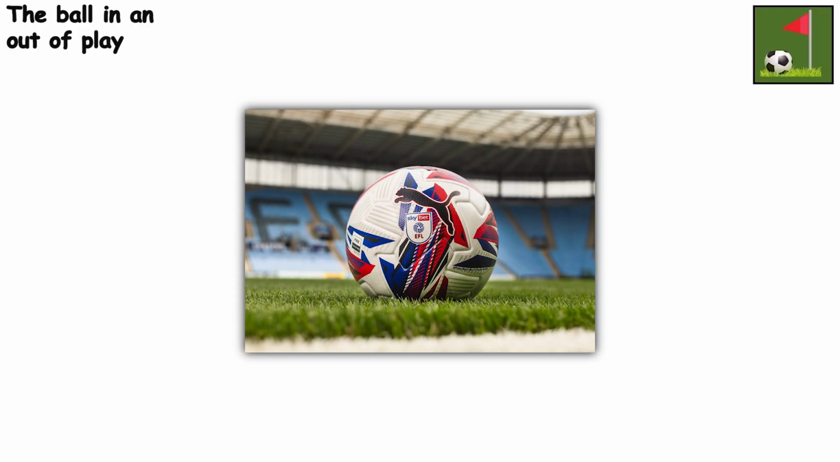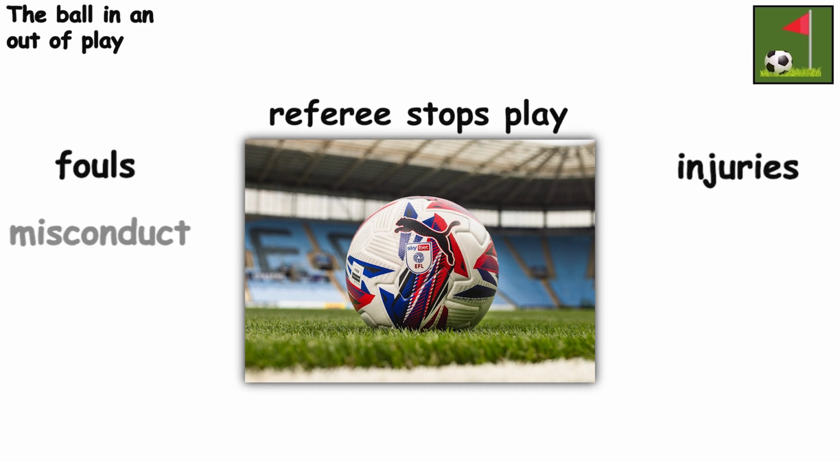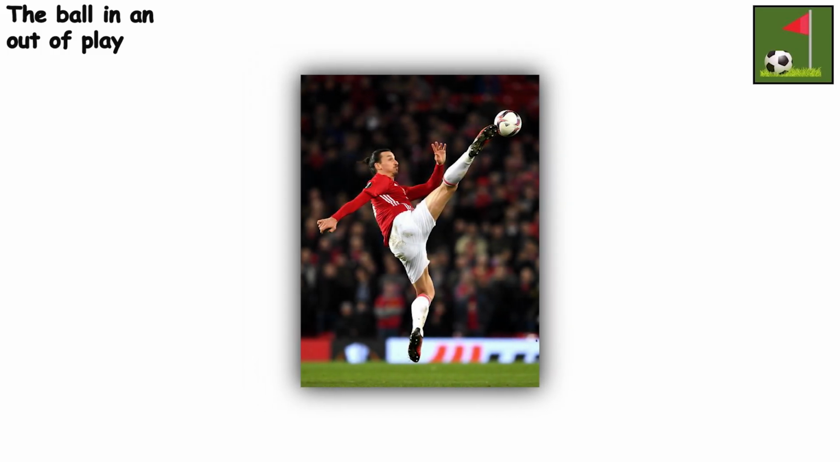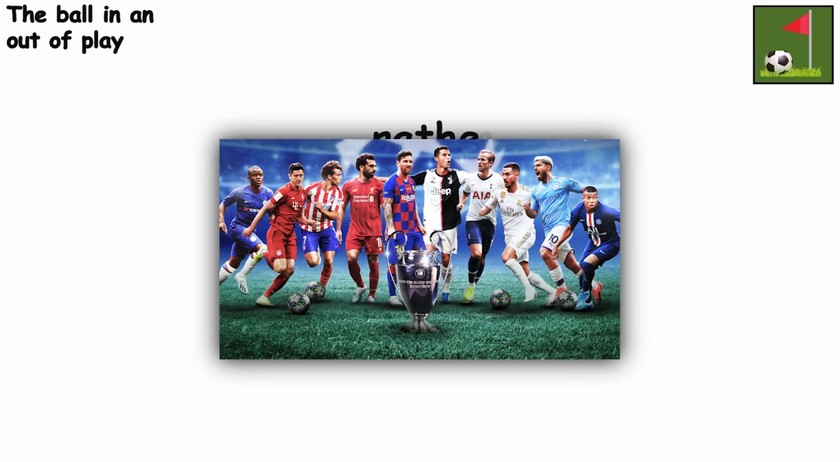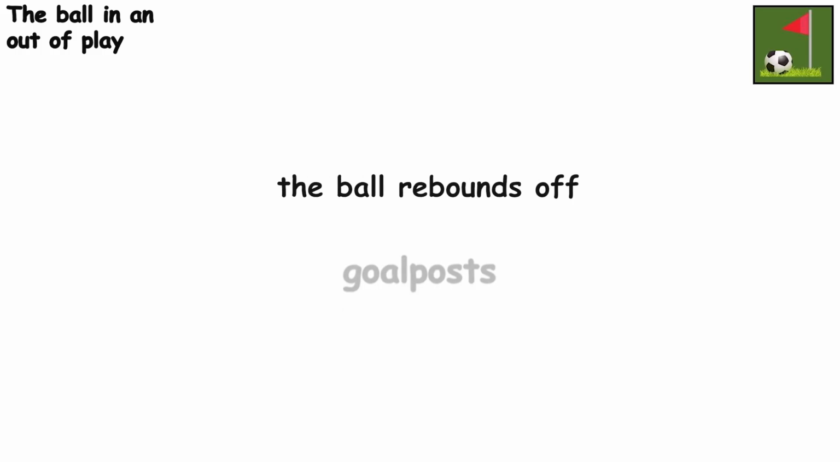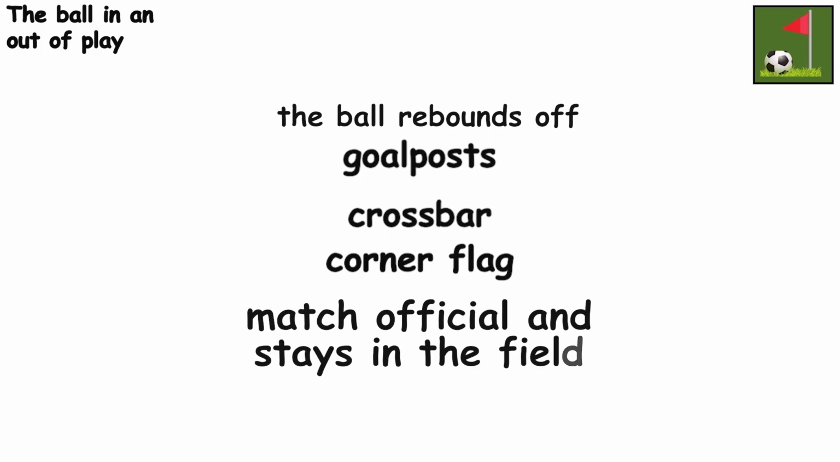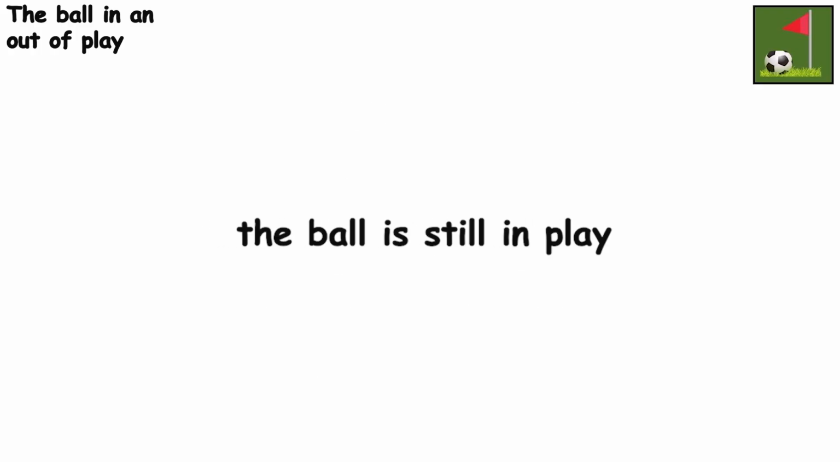It also becomes out of play if the referee stops play for reasons such as fouls, injuries, misconduct, or the end of a period. If the ball touches a match official, stays on the field, and leads to a promising attack, a goal, or a change in possession, play is restarted with a dropped ball rather than the match continuing. At all other times, including when the ball rebounds off the goalposts, crossbar, corner flag, or a match official and stays in the field, the ball is still in play and players may continue.